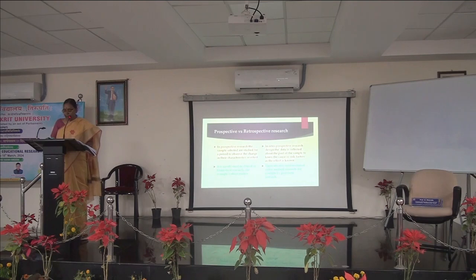In retro-prospective research, that is backwards and forward design, the data is collected about the past of the sample to know the cause or risk factors, as the effect is already known. These are also used in clinical or biomedical research. For example, not exactly the same, but it is also similar to ex post facto research.